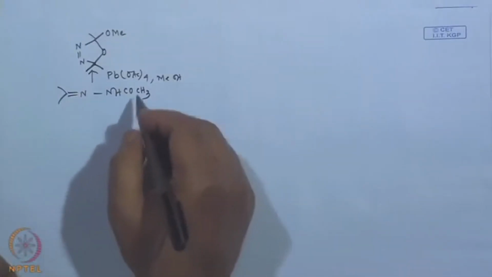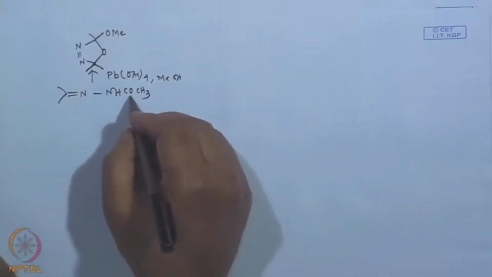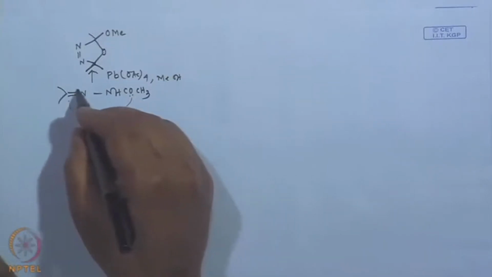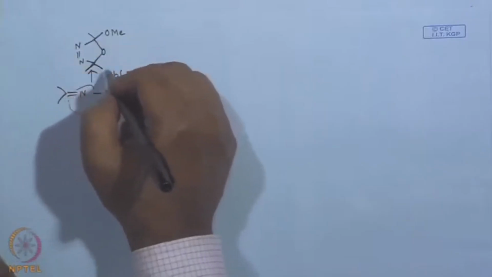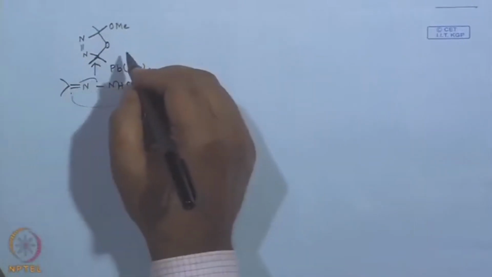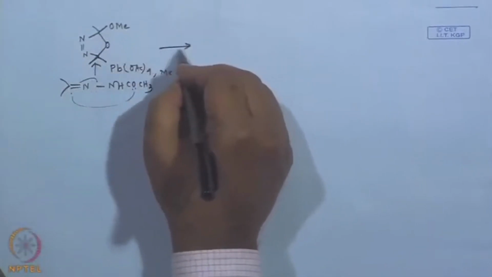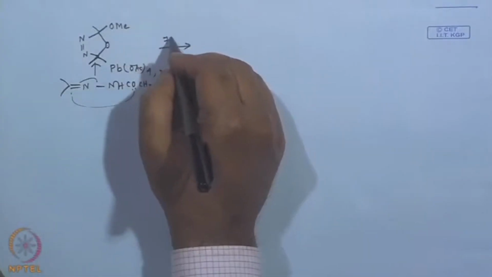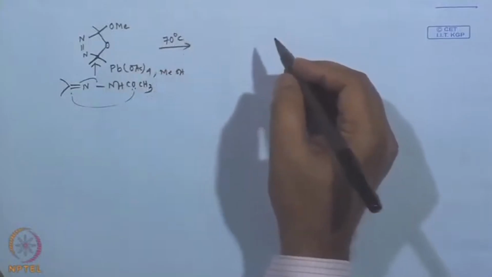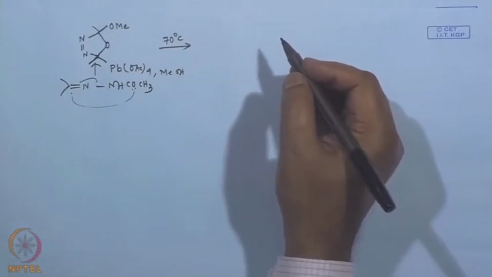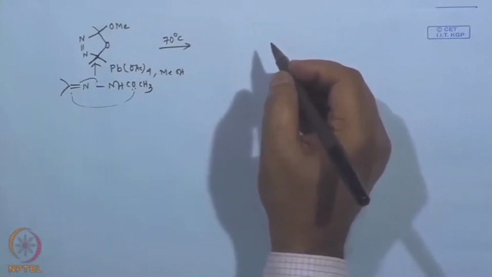Okay. And you can guess mechanistically, if you look, this lone pair goes to this nitrogen, the double bond shifts, hydrogen goes to the lead, eventually the cycloaddition takes place. This is one of the very early examples. And if you heat this molecule here at 70 degrees centigrade, one can guess what is the product.